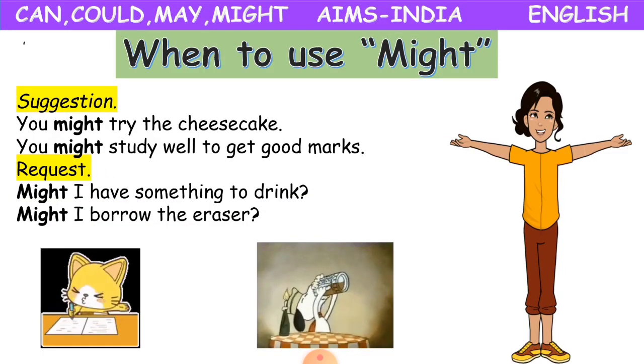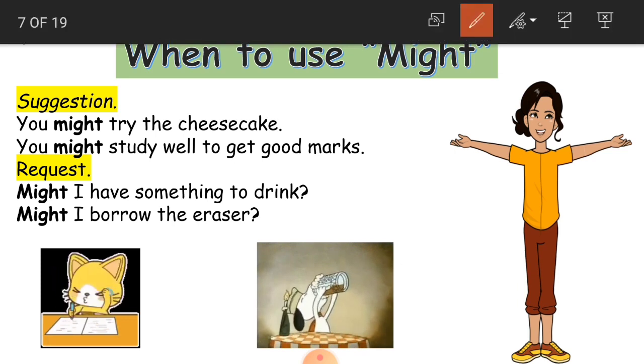Now, another way where you can use might is suggestion. A suggestion is nothing but an advice. Suppose you want to give advice to somebody, you can use might also. See here, one sentence is: you might try the cheesecake.